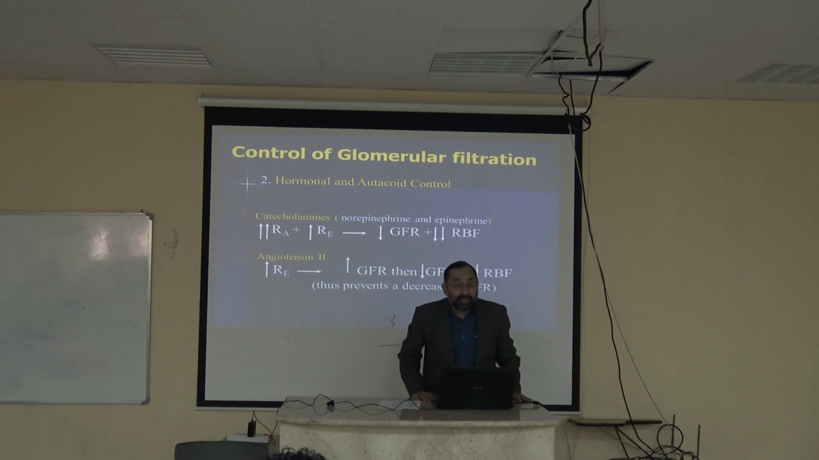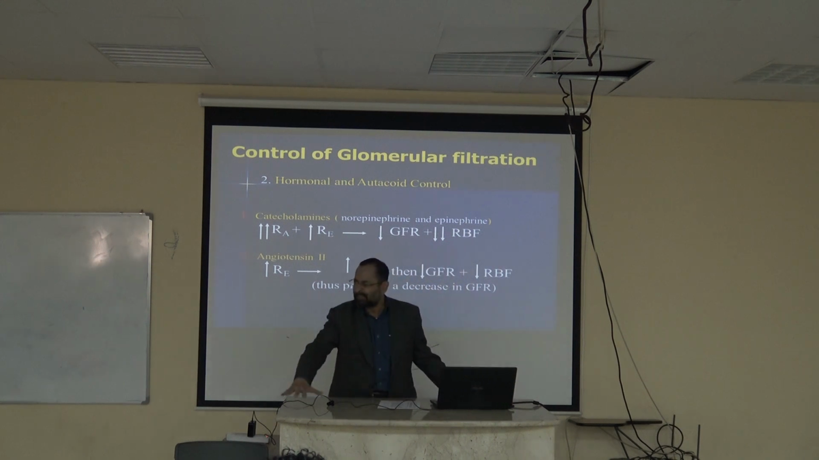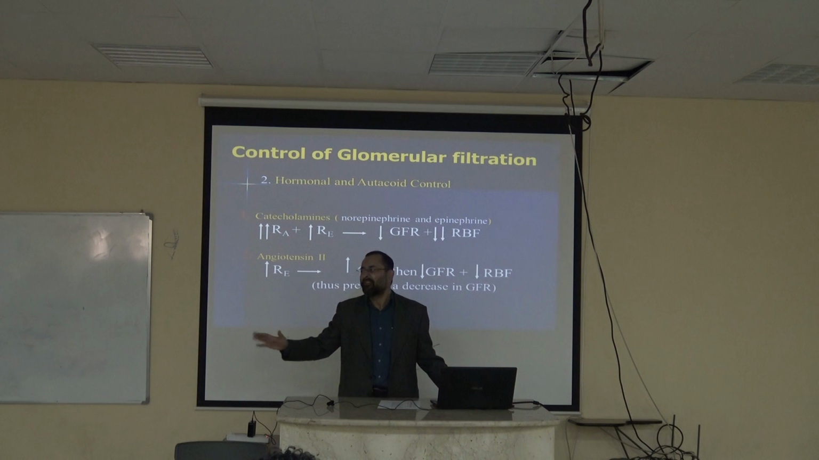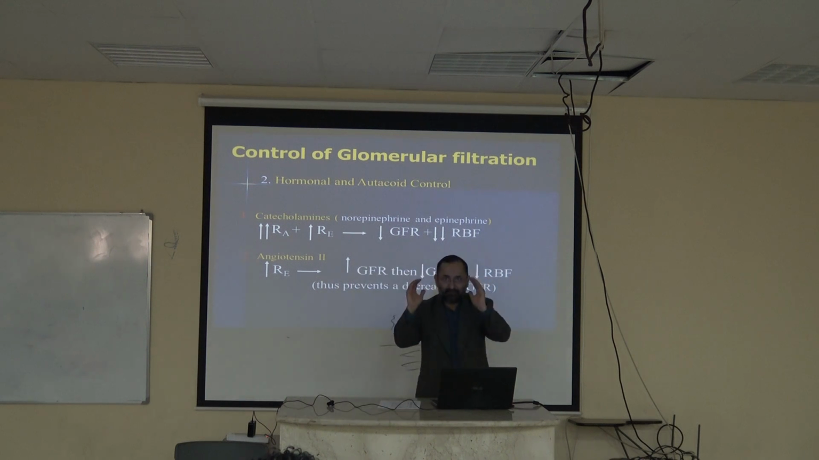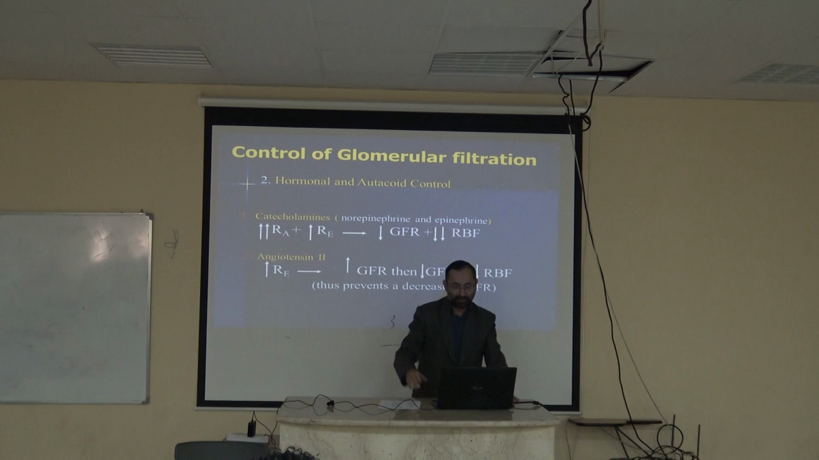So are the receptors present in the afferent arterioles, do you think? No. Are the receptors present in the glomerular capillaries, do you think? No. The receptors are present only in the efferent. If there are a few receptors in the afferent, they are almost negligible in number. No effect. So your main effect is not the afferent, it's not the glomerulus, it is actually the efferent arteriole where you are working. So keep it in mind, that's why.